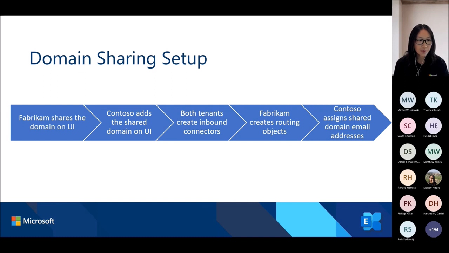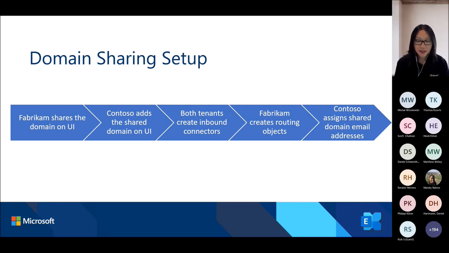So after that, both admins need to log in to PowerShell to set up inbound connectors. This only requires a simple cmdlet to set up. The inbound connectors allow the mail between the two tenants to appear internal and trusted. And I'll talk about it more in detail in the next slide.